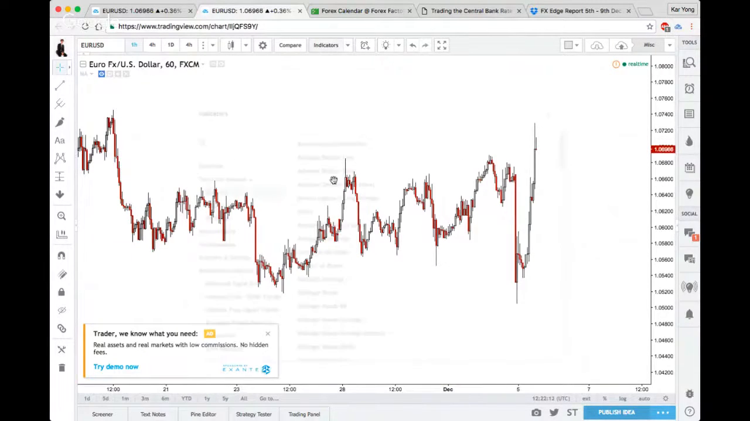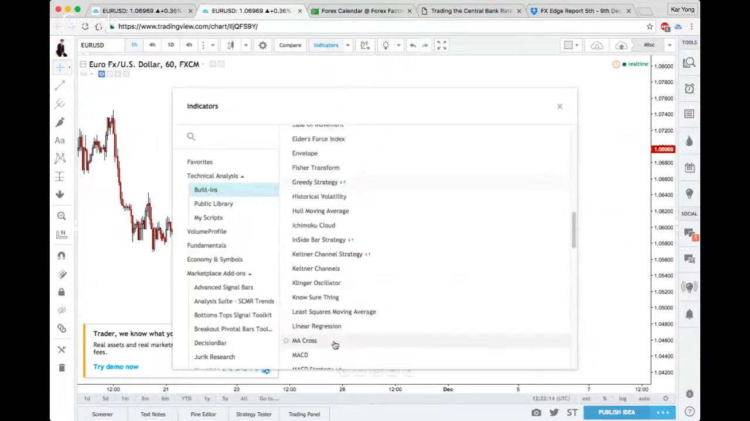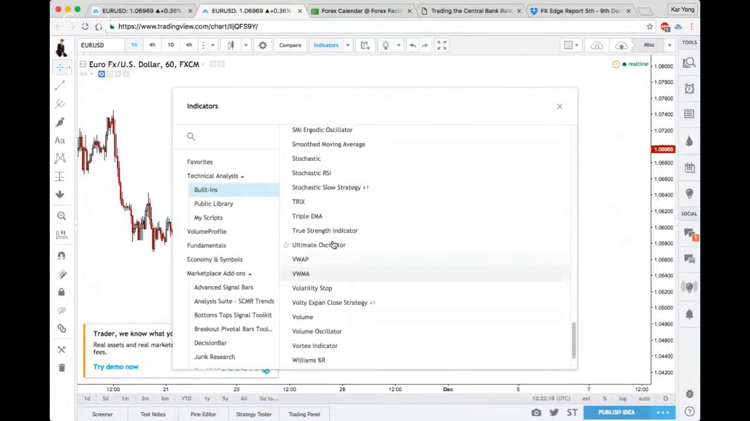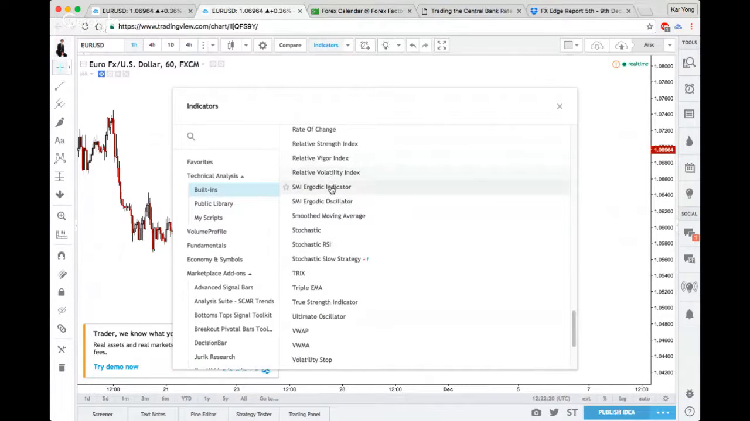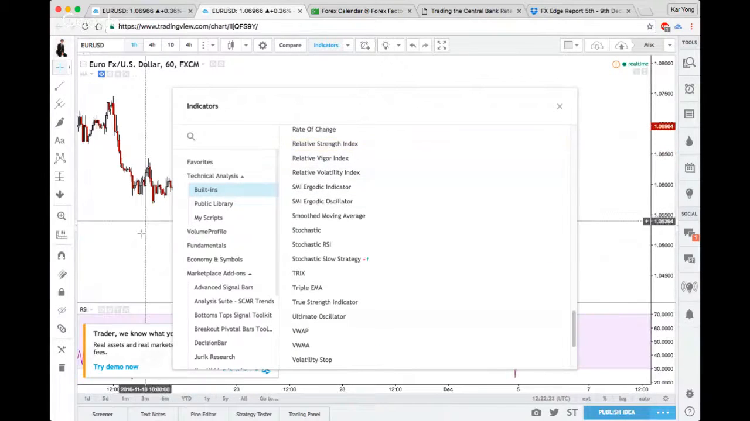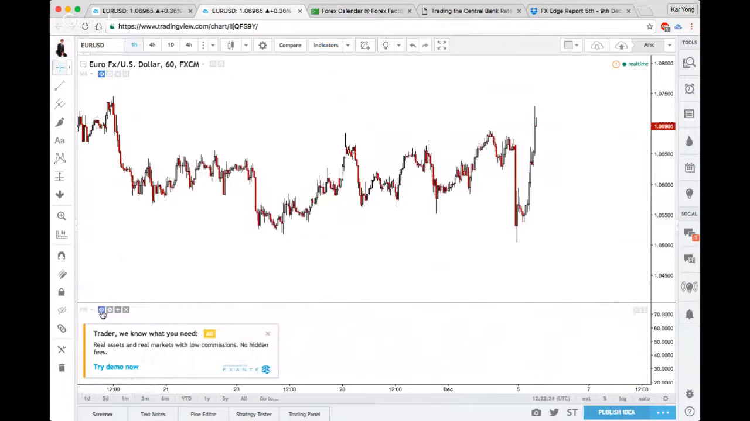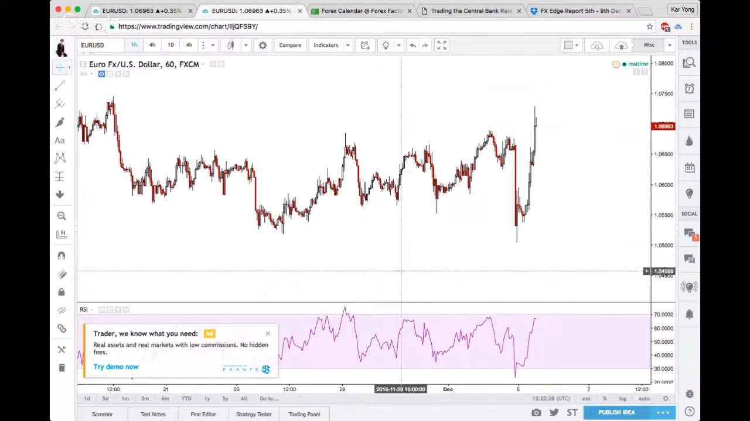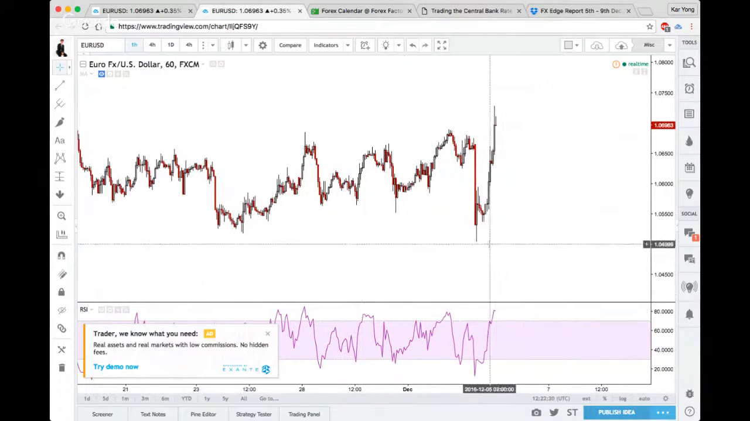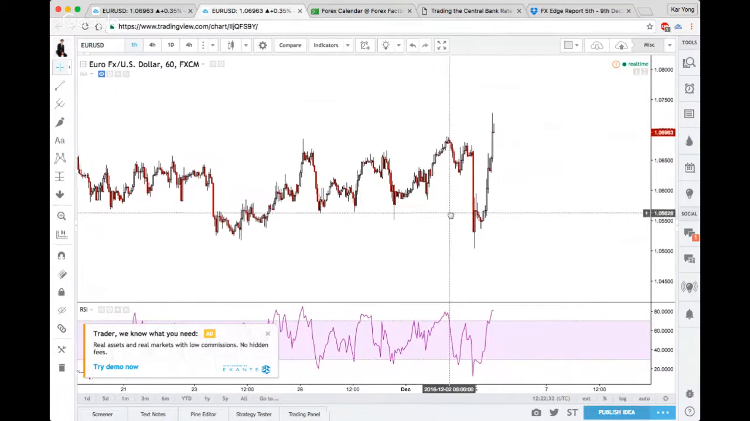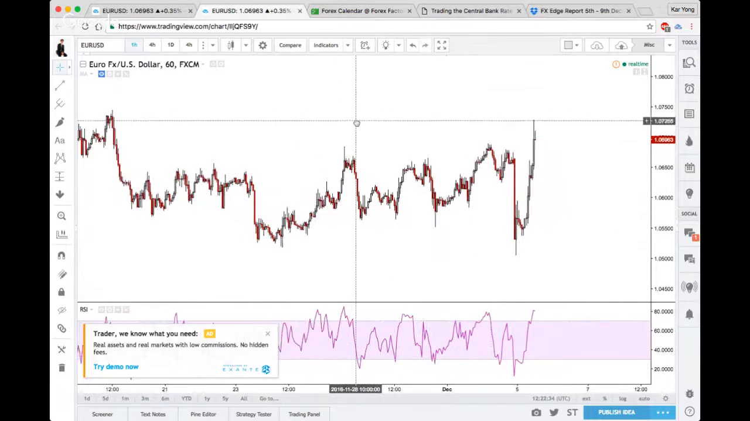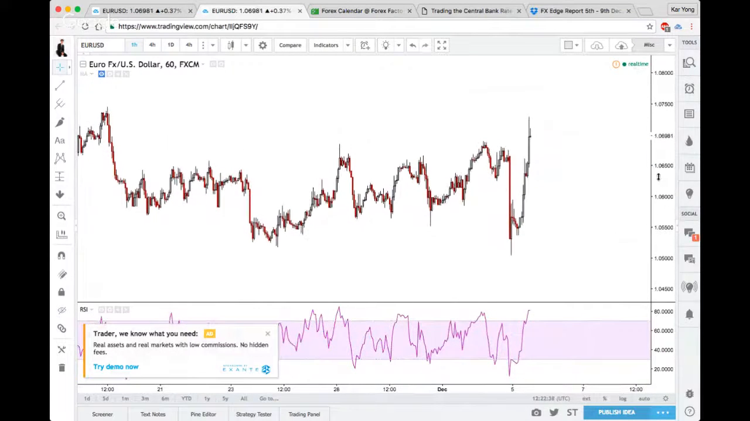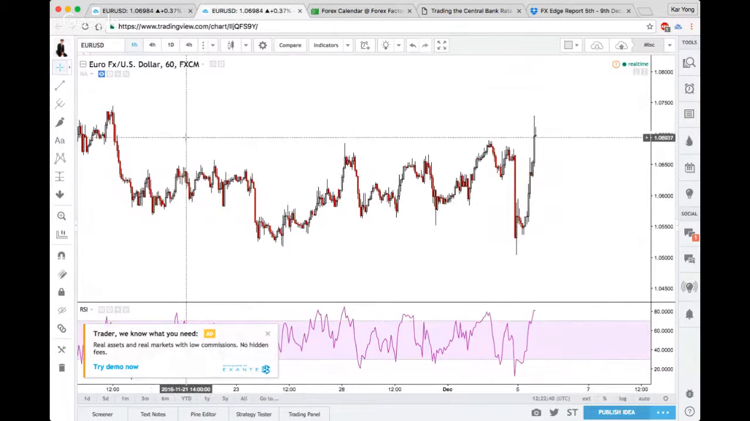Let me just put in my RSI as well. Okay, well, RSI doesn't show any sign that we can trade it as well. So again, it confirmed that euro dollar has no potential. All right. So for now, just leave it aside and don't touch it.